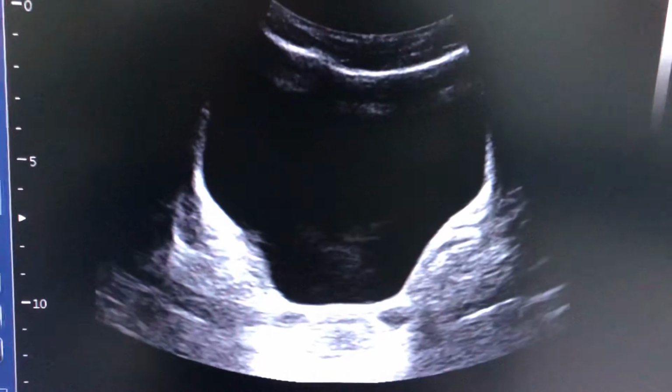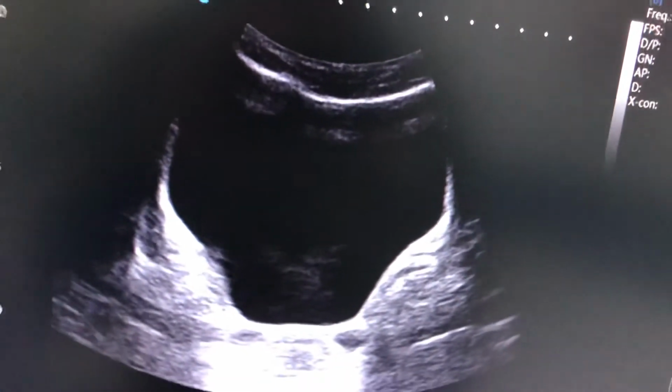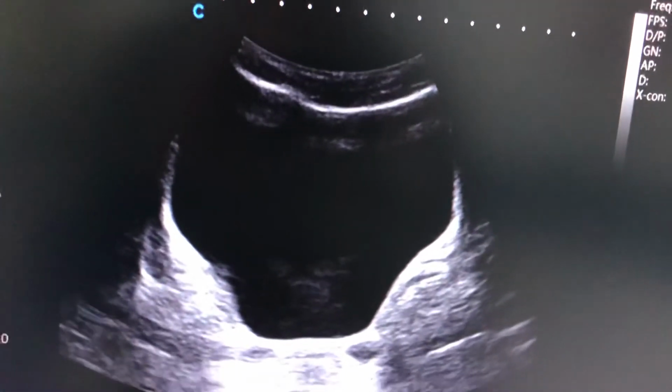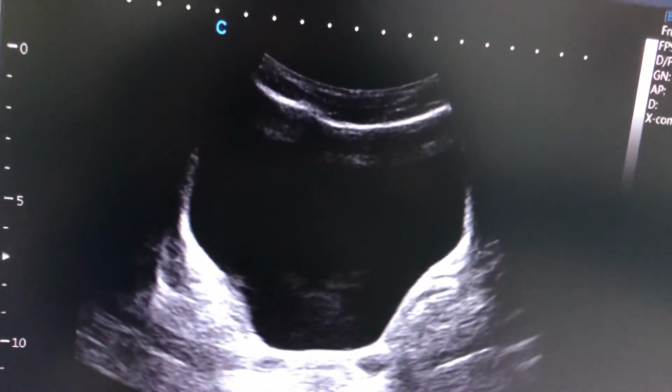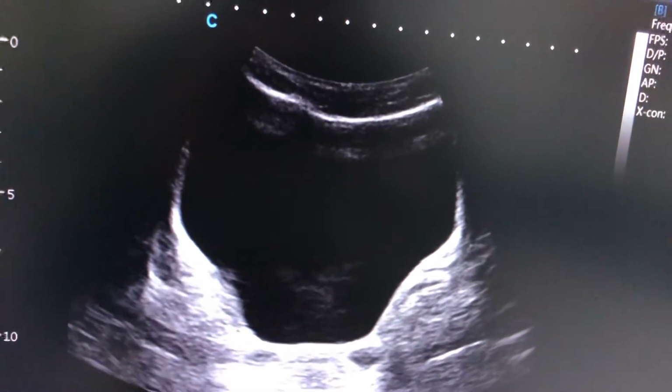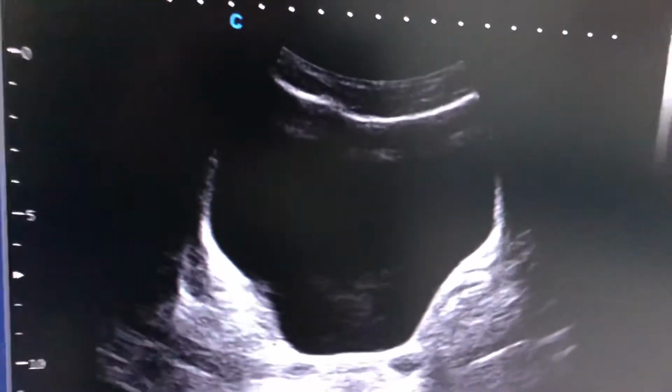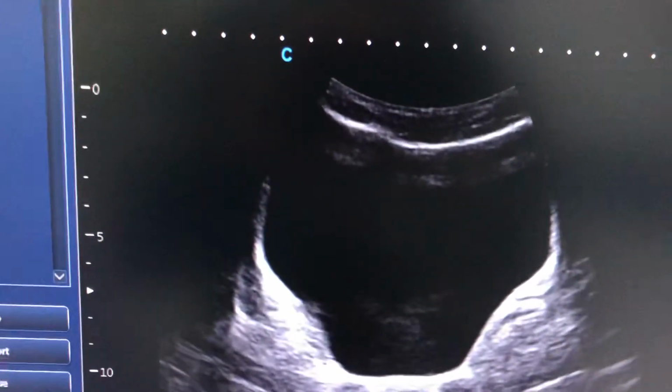35 years male patient who is complaining of burning micturition and increased frequency of urination since 7 to 10 days. His urine routine microscopy, urine analysis, revealed 5 to 6 pus cells in the urine. Okay, so first we will go to the urinary bladder.